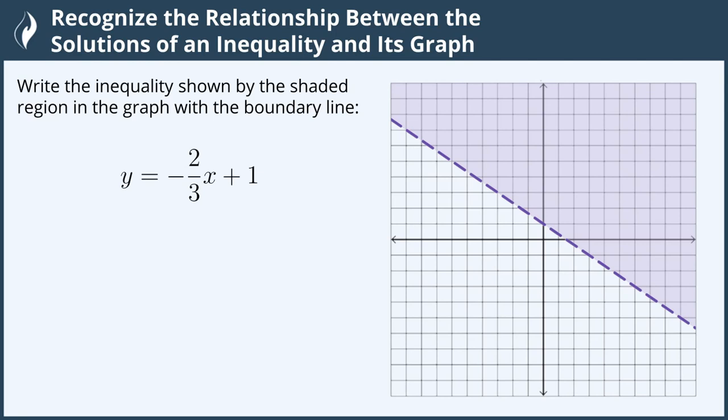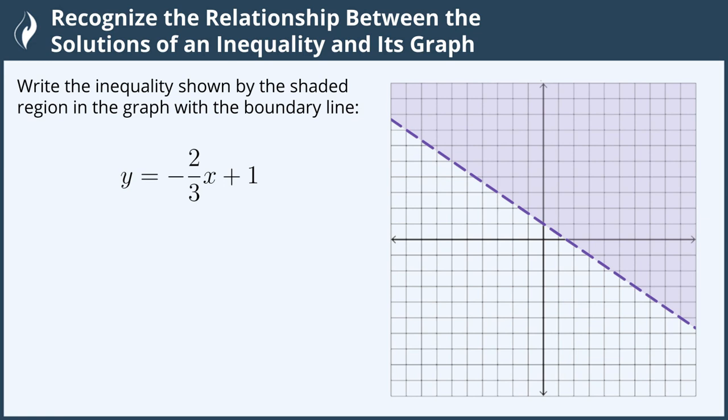Hi everyone! In this video, we will recognize the relationship between the solutions of an inequality and its graph. Write the inequality shown by the shaded region in the graph with the boundary line y equals negative 2/3 x plus 1.